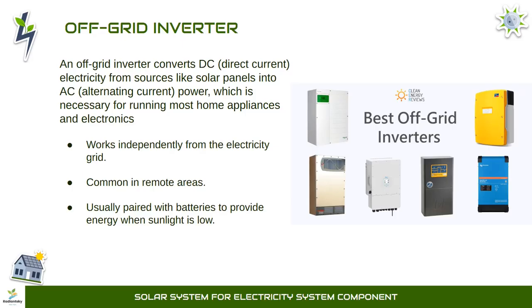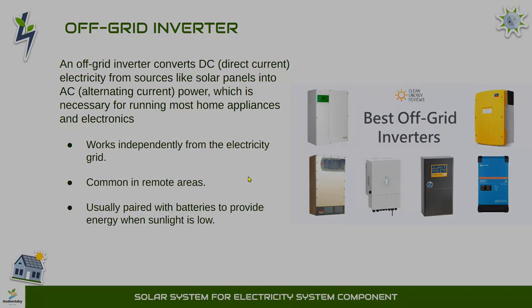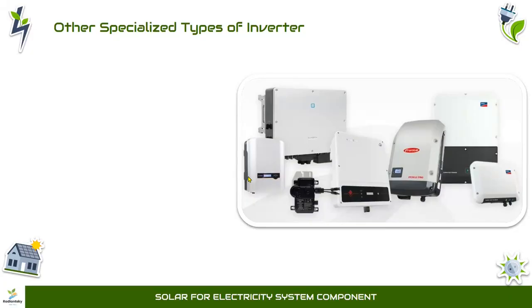Okay, with this said, let's look at other types of inverters. With all these kinds of inverters I've mentioned, I also want to let you know that there are other specialized types of inverter. The major work of a solar inverter is to convert DC current to AC current, and a lot of other features can be built upon that ability to convert DC current to AC current.